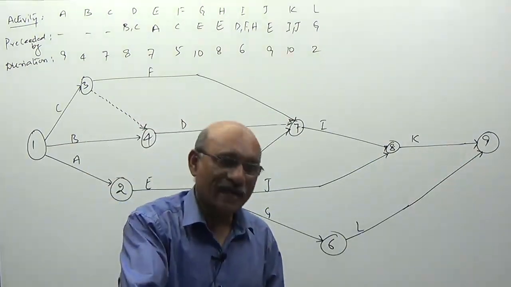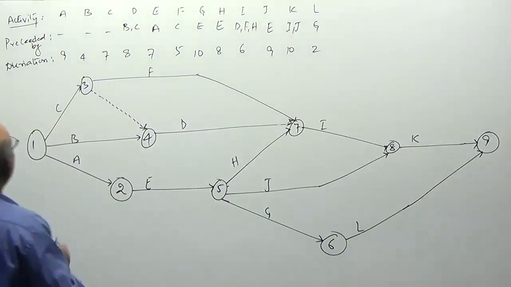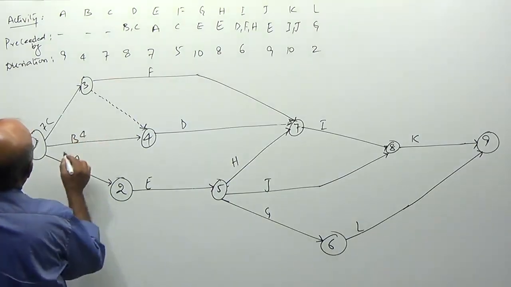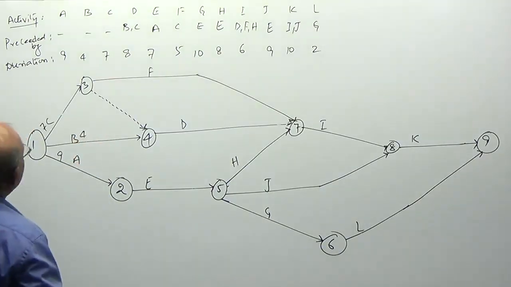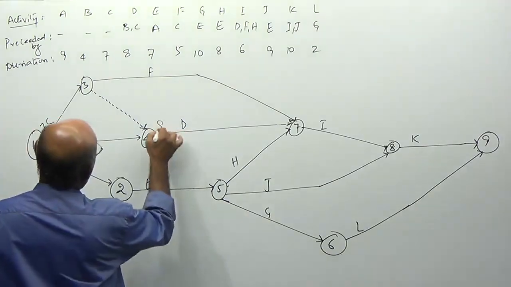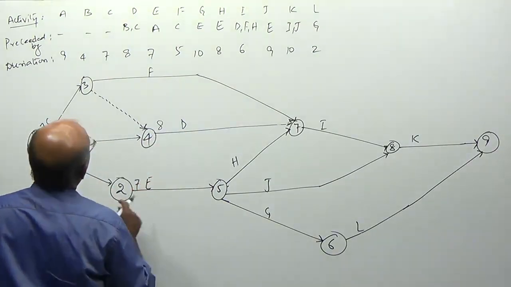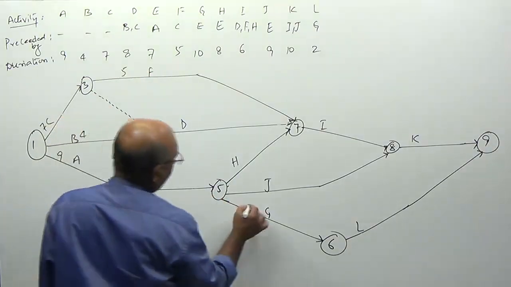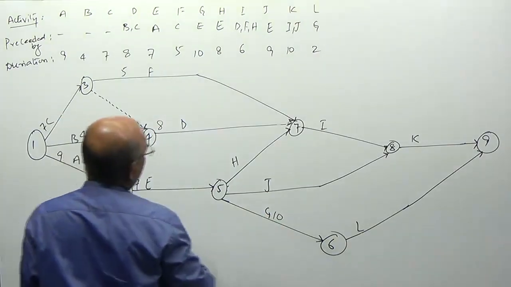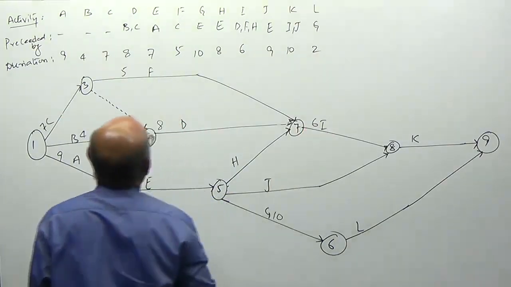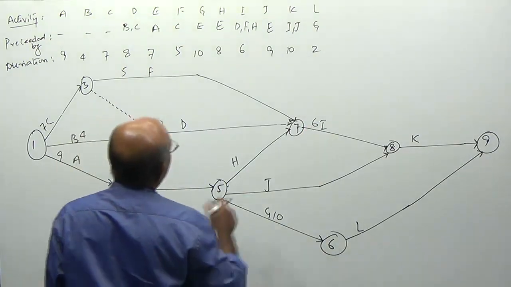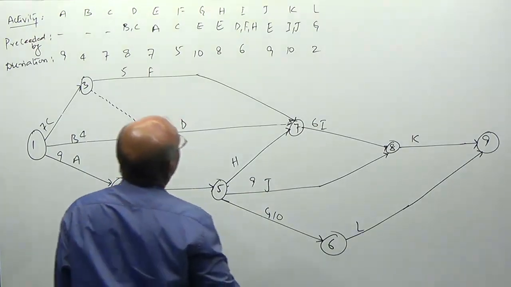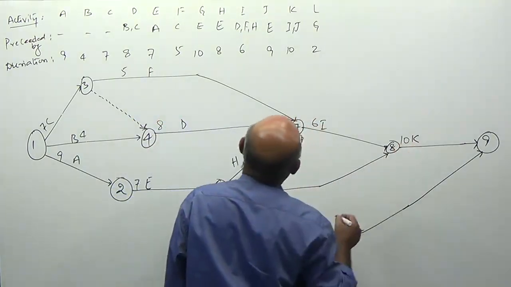Next point is calculation of timing, sir. Activity C will take 7 days. Activity B will take 4 days. Activity A will take 9 days. D will take 8 days. E will take 7 days. F will take 5 days. G will take 10 days. I will take 6 days. J will take 9 days. K will take 10 days. L will take 2 days.